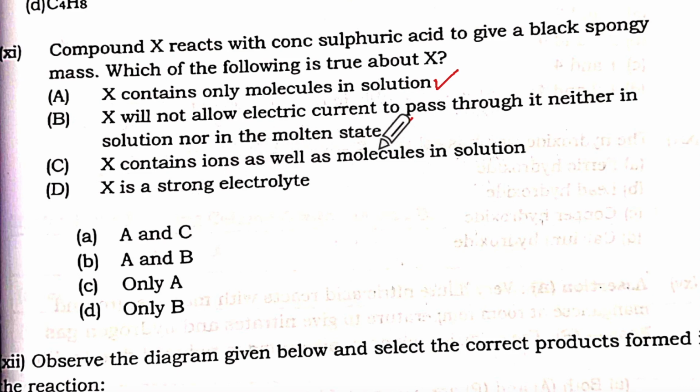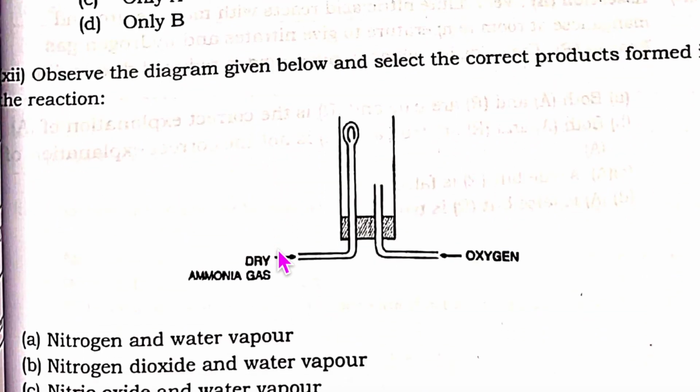It contains ions as well as molecules. No, it will have only molecules. Will it be a strong electrolyte? Never. It will be a non-electrolyte. So what is the correct option? B. B is the correct option. One minute. A and B are correct. A and B. A and B is the correct option. So that is this. Sorry, I got confused between this B instead of this B. So option B is correct.